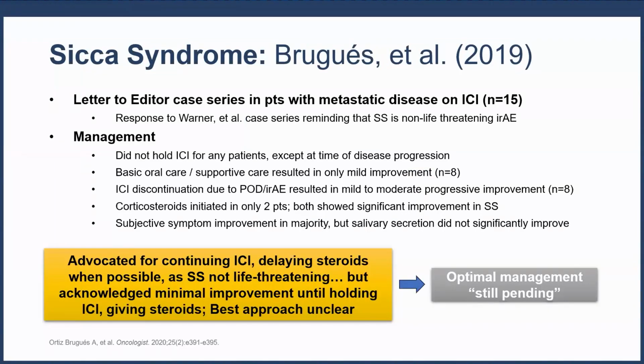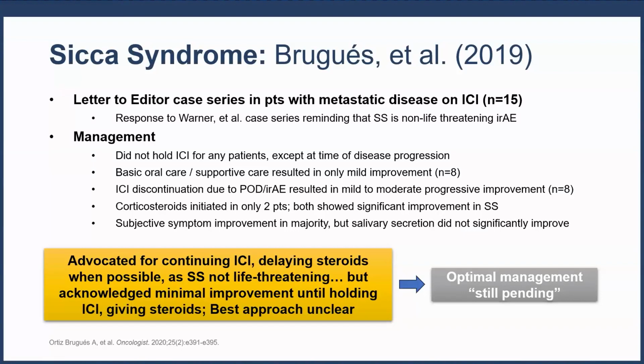The second case series we're going to go over is Bruges and colleagues. This is a letter to the editor in response to Warner and colleagues. And so I think it's important to note that these two came back to back, but they took very different approaches to treatment. Everything was very similar with this case series in terms of patient characteristics.